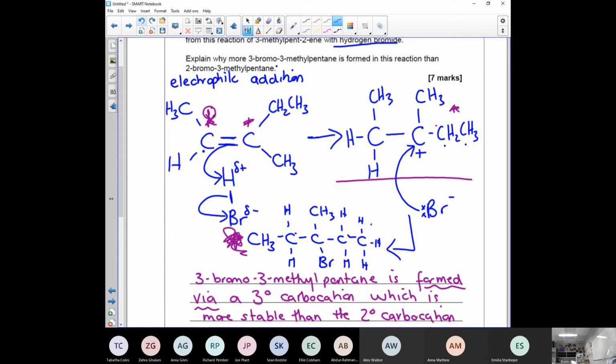Basically because it's got more carbons around that positive carbon in the middle. This is an unstable intermediate because we've got that positive charge on there, and that carbon's unstable. The carbons around it can donate their electron density, so they push electrons towards that carbon. Electrons are negative, so they're trying to neutralize that positive charge, helping out that carbon and making it more stable by giving it electrons.